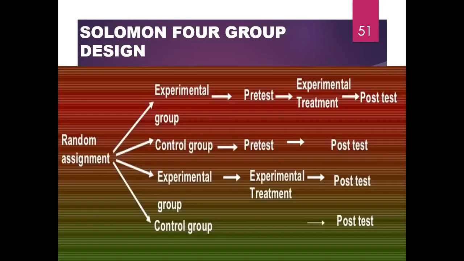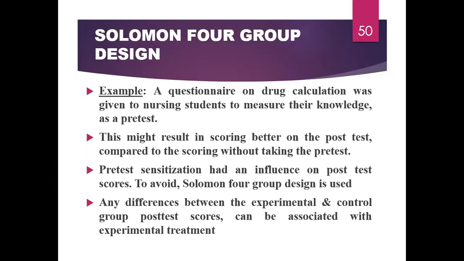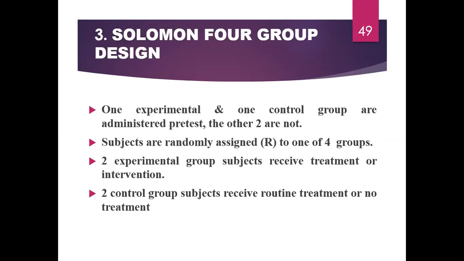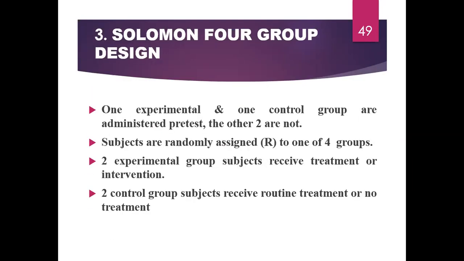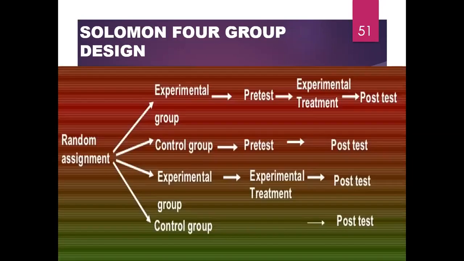As you can see, the first experimental group and the control group, both of them are given pre-test, and the other 2 are not given pre-test. The other experimental group 2 and control group 2, there is no pre-test being given. And all the 4 groups, both the experimental and both the control groups, are being randomly assigned. 2 experimental group subjects receive treatment or intervention. So 2 of the experimental groups will receive experimental treatment.